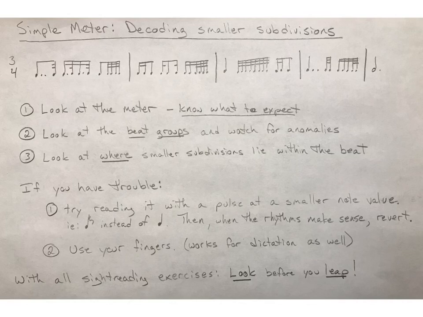Hello everyone, and today we're going to talk about decoding smaller subdivisions, and in this case we are specifically talking about 30-second notes, which means that you have 3 beams. So 30-second notes are going to have half the value of a 16th note. So if you see two 30-second notes in a pair, you can also know that those will be in the time of one 16th note.